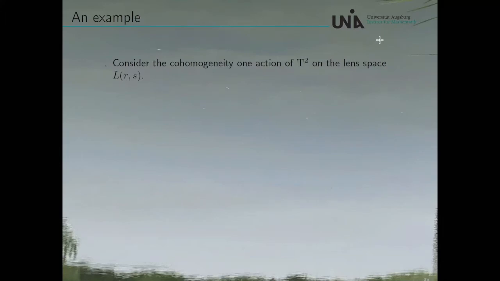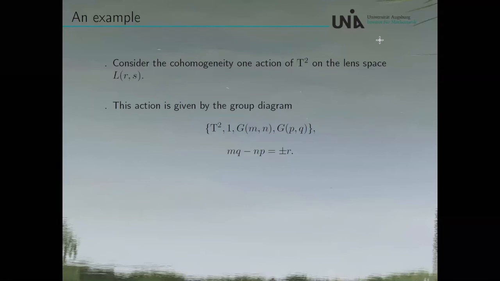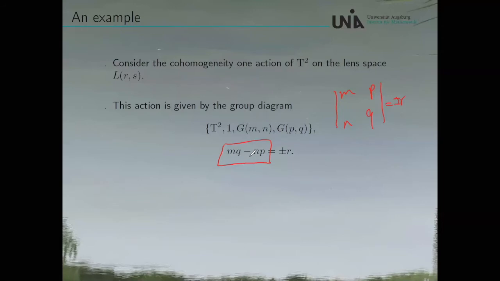Consider the cohomogeneity one action of T2 on a lens space. It is given by a group diagram like this, T2, two circle subgroups. And this is something that I should point out. For NPQ, the determinant of this matrix is plus minus R. And this is very important, as you will see.